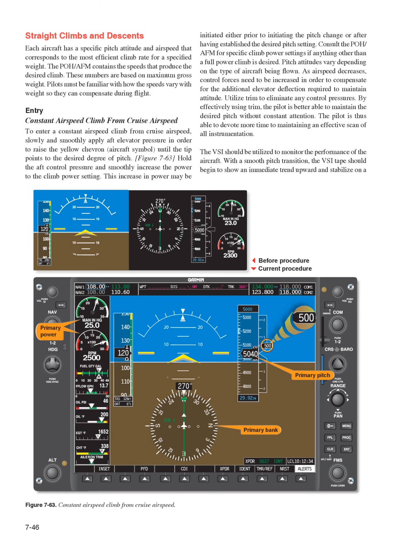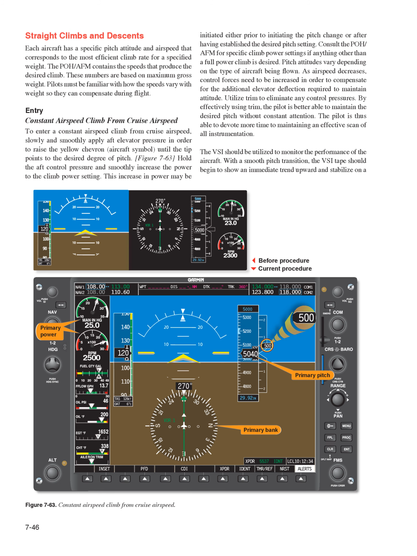Straight climbs and descents. Each aircraft has a specific pitch attitude and airspeed that corresponds to the most efficient climb rate for a specified weight. The POH/AFM contains the speeds that produce the desired climb. These numbers are based on maximum gross weight. Pilots must be familiar with how the speeds vary with weight so they can compensate during flight.